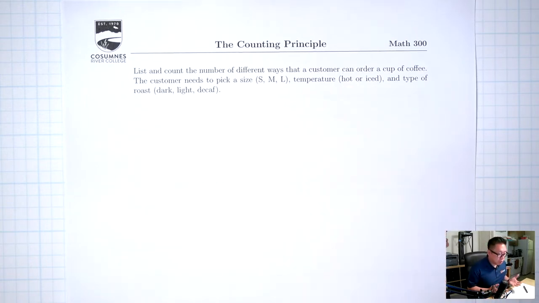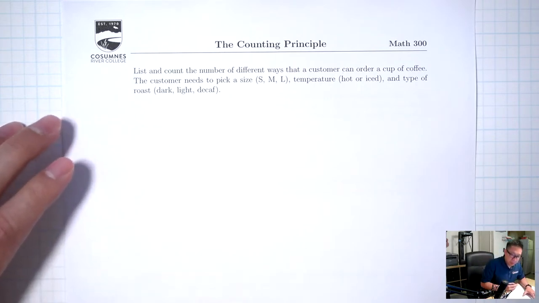And what I want to do here is list out all the possible ways that I can order this cup of coffee. And I want to do it in a way that's organized. So I'm going to use what's called a tree. So don't worry about writing this down because I'm not going to ask you to do this on a lab. So just pay attention for the next couple minutes. So to draw my tree, I'm going to start first with the customer.